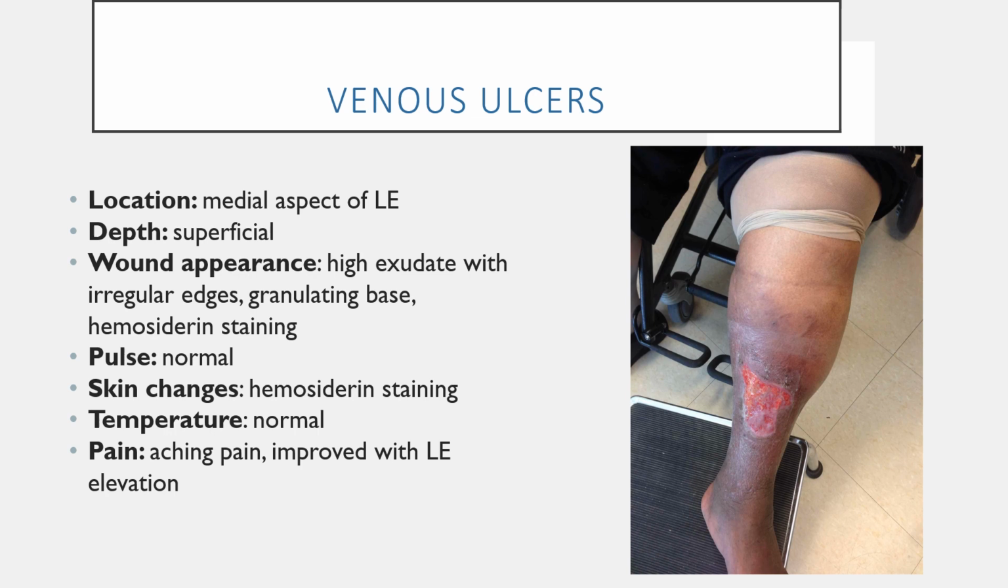Normal arterial pulses, eczema or stasis dermatitis, edema. Venous peri-wound is called hemosiderin staining, which is leakage of hemosiderin caused by blood that cannot return because of vascular incompetence. The wound appearance is superficial, highly exudative, with a red wound base and irregular edges.